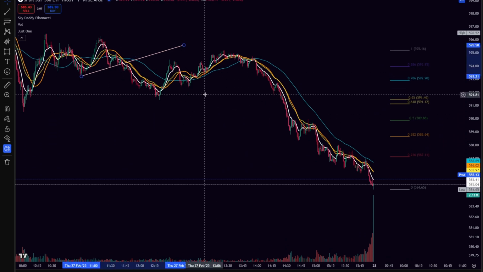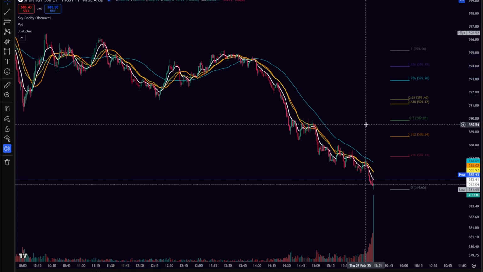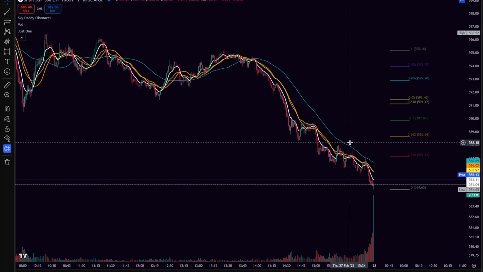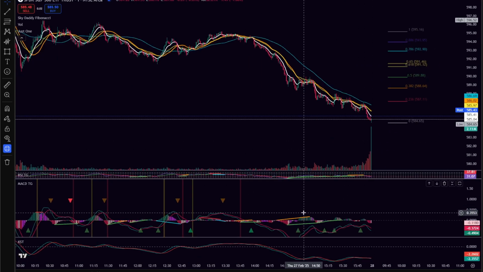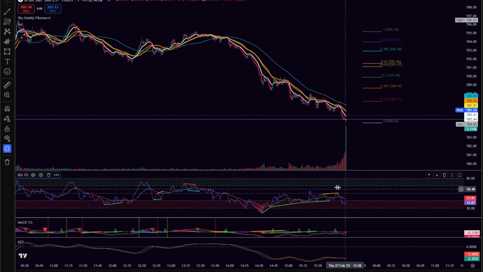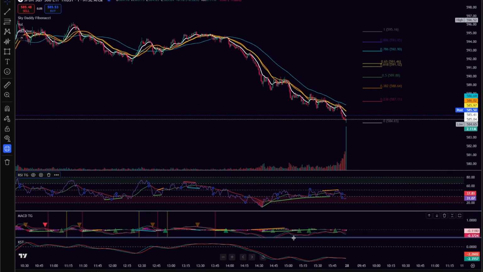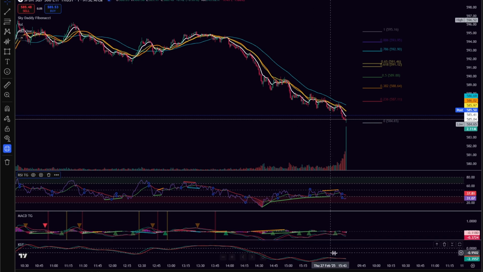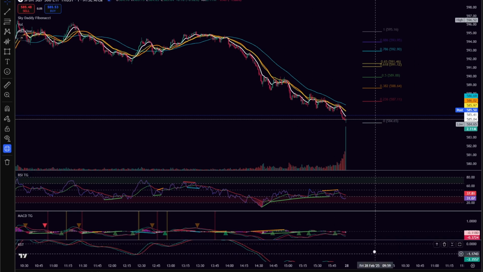What do we got here? So any questions so far? I also use the RSI and the MACD and the KST to identify the strength of a trend as well.